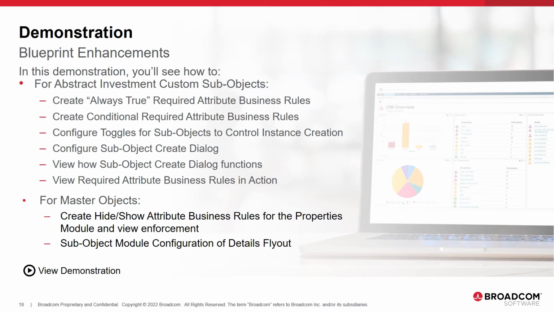And now we've reached the demonstration portion of our training. So first I'm going to show you how to create business rules for always true and conditional for abstract investment custom subobjects. We'll look at the toggles, configure the create dialog, and view the required attribute enforcement in action. And after that, for master objects, we'll look at the hide and show attributes, how to create the business rules, and we'll see it in action. And lastly, we will look at the subobject module, the configuration of the details flyout.